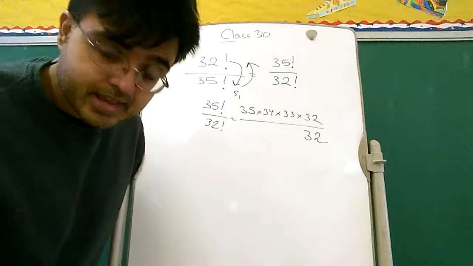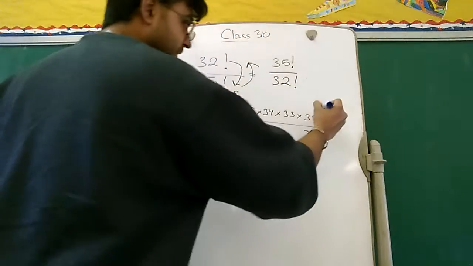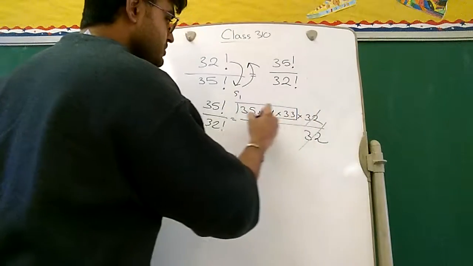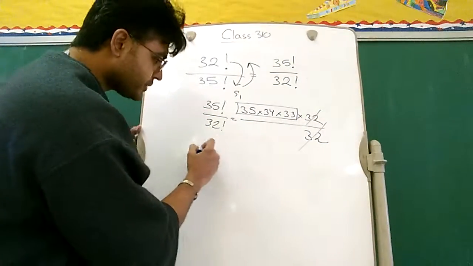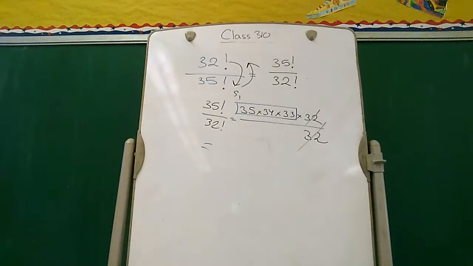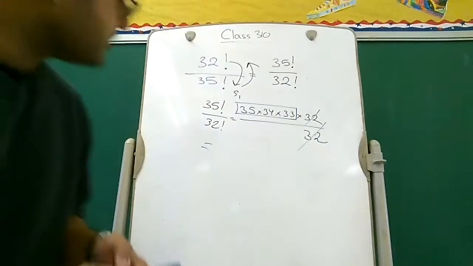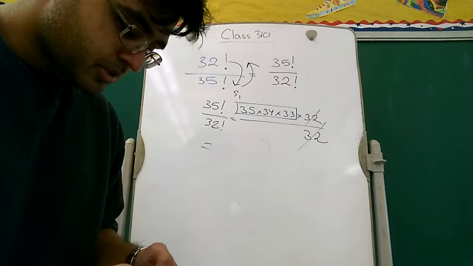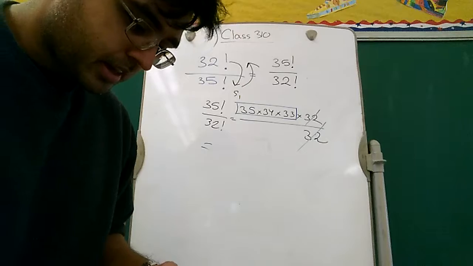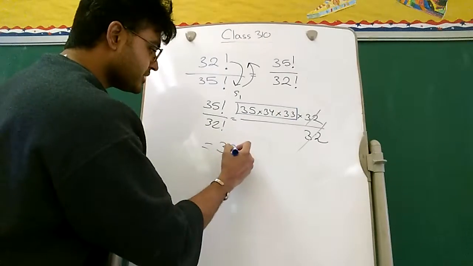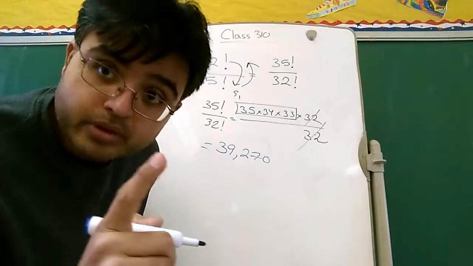Is there any number now that I can cancel? Sure is. 32. I can cancel 32 and 32. What's left? 35 times 34 times 33. Let's solve it. I'm going to use a calculator. I could do it the old-fashioned way, but that's going to take some time. So let's do 35 times 34 times 33. 39,270. That's the answer for this part. But we're not done.